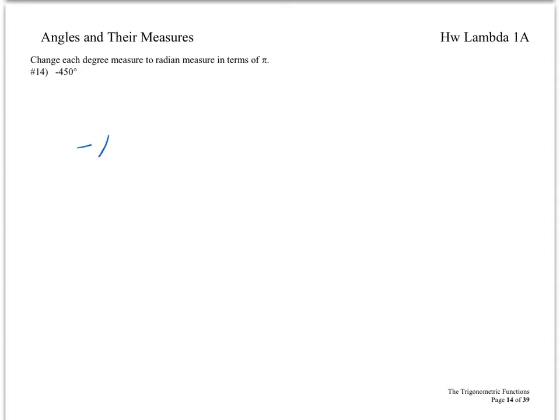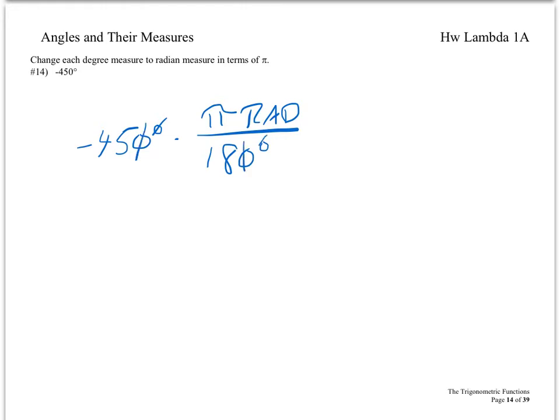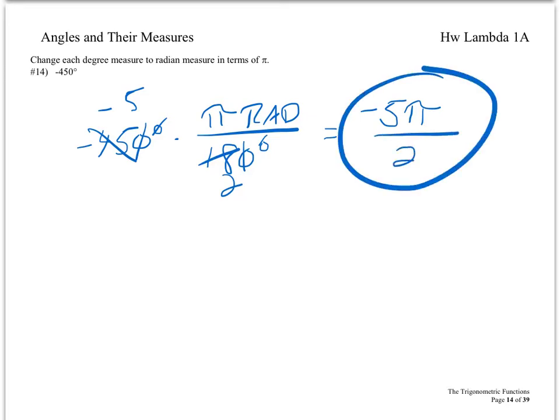Number 14, change negative 450 degrees into radians. We're going to multiply the top by pi radians and the bottom by 180 degrees. Degrees cancel. You can divide both of those by 10. Negative 45 and 18, you can divide both by 9. That gives us negative 5 over 2, which gives us negative 5 times pi over 2, and that's in radians. If you write no symbol, it means radians. If you write a symbol like degrees, it means degrees. So we could write radians here, but we don't have to.